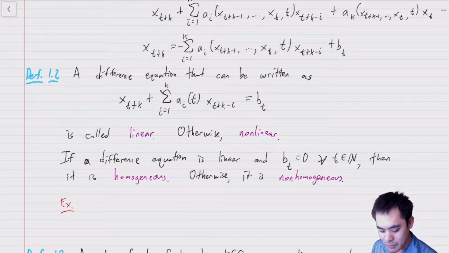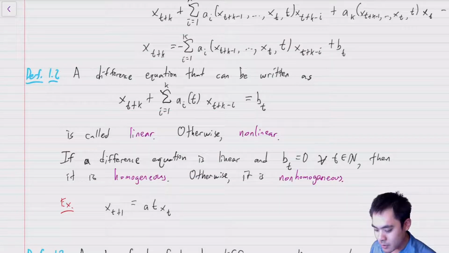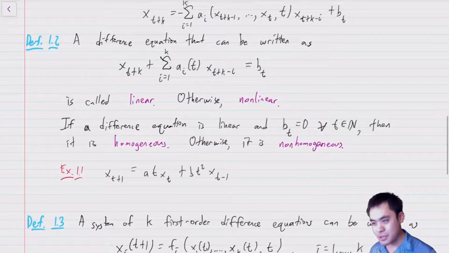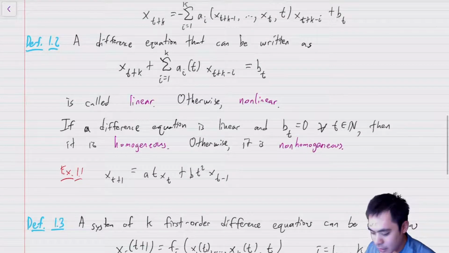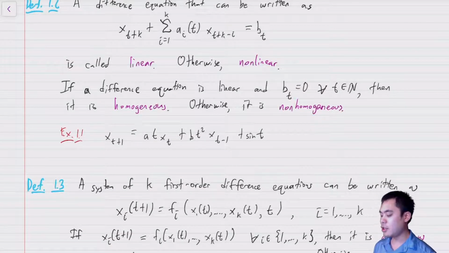So if we have something like x sub t plus 1 is equal to a x sub t plus b t squared x sub t minus 1. So this is example 1.1 in the textbook, or almost example 1.1 in the textbook. And if we add plus sine of t, then this is example 1.1 in the textbook. Well, now, the question is, is this homogeneous?